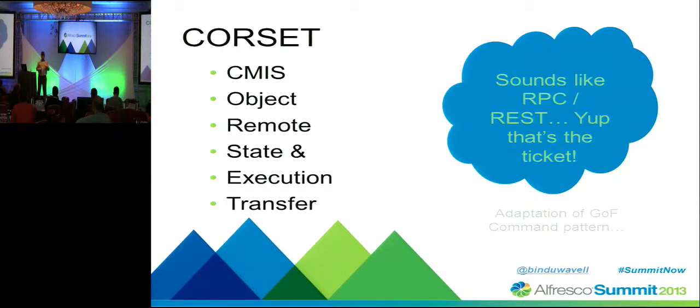So we called this the CORSET pattern, which is CMIS Object Remote State and Execution Transfer, which is sort of just funny, right? It's doing REST, doing RPC over CMIS. And one of the folks at Zia noticed that if you look at the definition in the Gang of Four book on the command pattern, this is actually a pretty clear implementation of the command pattern. So we could just call it the command pattern over CMIS.